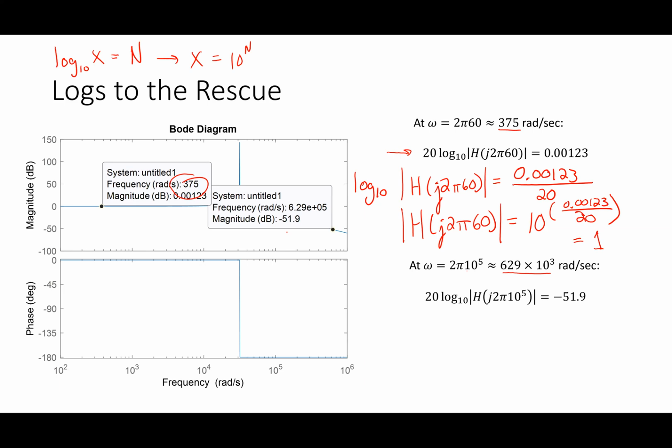So what do I do to figure out the actual magnitude? Two steps, right? Divide both sides by 20, raise both sides to the power of 10. So the magnitude of H of j 2 pi 10 to the 5th is 10 to the negative 51.9 divided by 20. Do the math on that, it's about 0.0025.